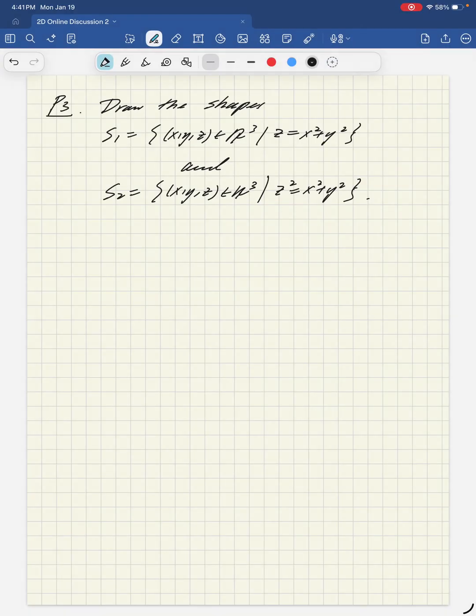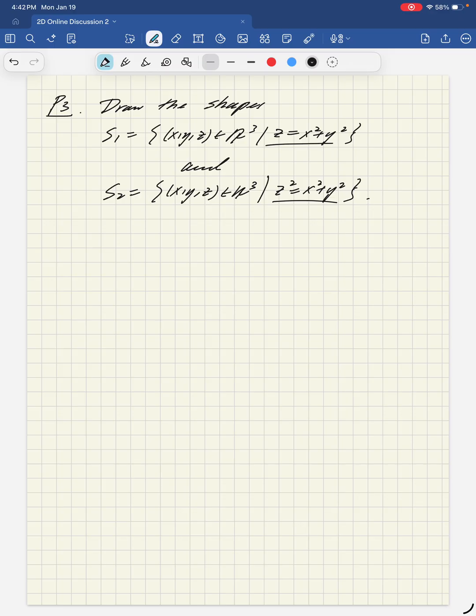And for the third problem, let's draw the shapes given by these two sets. The first set, S1, is going to be all points x, y, z in R3, such that z is equal to x squared plus y squared. And the second set, S2, is going to be all points x, y, z in R3, such that z squared is x squared plus y squared. So these two look very similar. The only difference is that there's a square on the z in the second set.